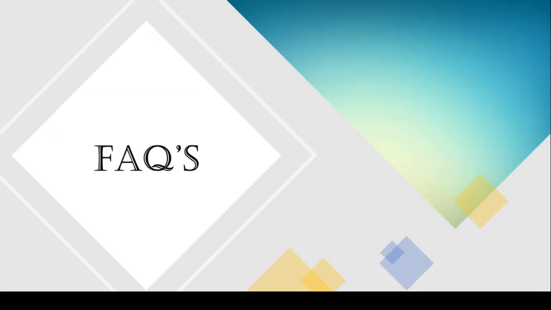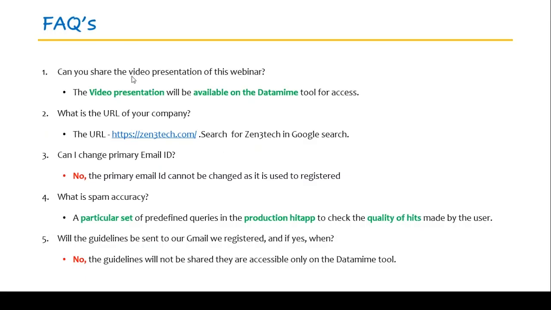There are a few FAQs that we have faced in the previous webinar, so we have included them here. Can you share this video presentation of this webinar? Yes, the video presentation will be available on the Datamine for your access. What is the URL of the company? It is zen3tech.com. So you can search the same on Google to find the URL. Can we change the primary email ID? No, the primary email ID cannot be changed because that is used for your registration on Datamine. You cannot change your primary email ID.